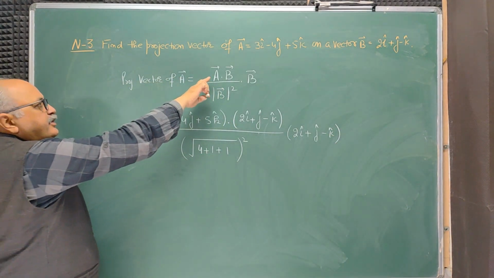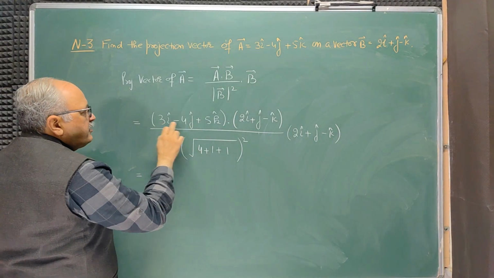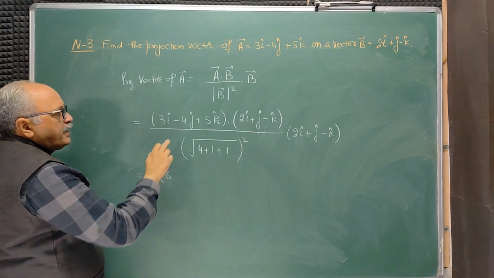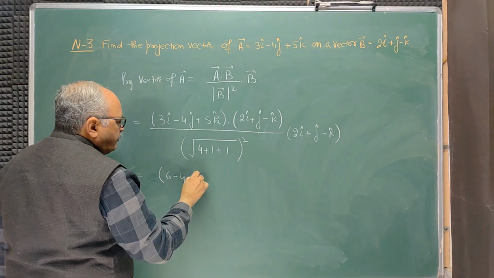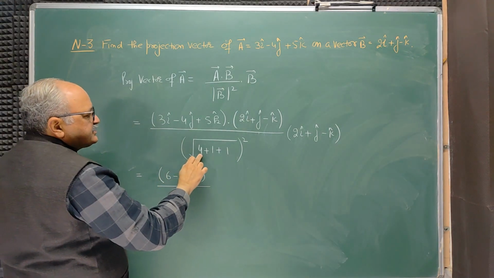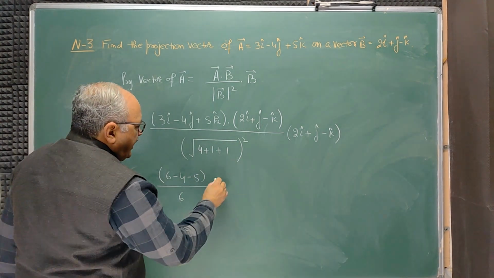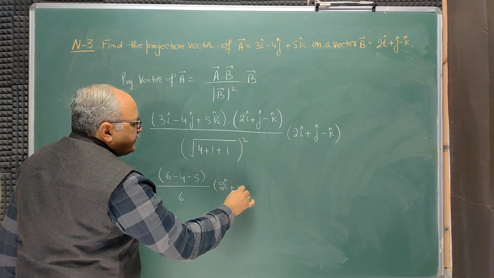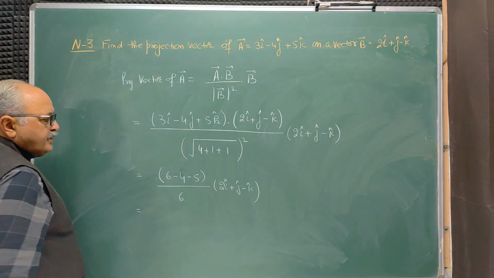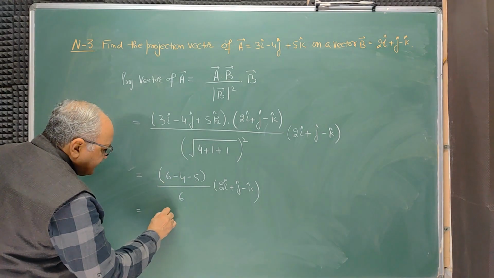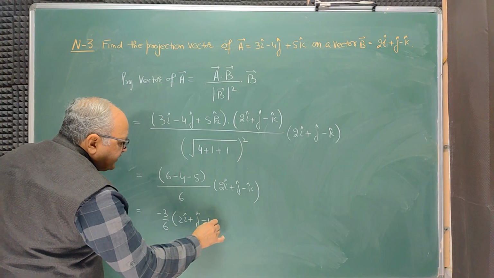So I just simply replace this A and B in this case. This now will become 3 multiplied by 2, that gives you 6, minus 4 with 1 will give you minus 4, 5 with minus 1 will give you minus 5, and this now will become root 6, but square of this will give you 6, and then we have 2i cap plus j minus k. If I simplify this, this comes out to be minus 3 by 6 of 2i cap plus j minus k.